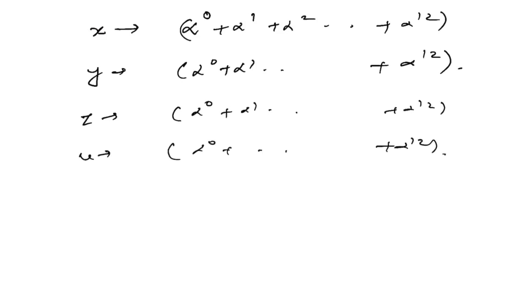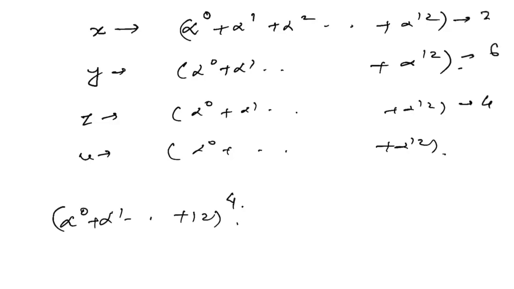Right? So if I take x as alpha to the power 0, alpha to the power 1, up to alpha to the power 12, the same as y, the same as z. So this having power 4. And what I have to find: if I'm taking 2 from this, 6 from this, 4 from this, then 0 has to come from this. So overall, I'm saying x is 2, y is 6, z is 4, u is 0. That is the same case as x contains alpha to the power 2, y contains alpha to the power 6, z contains alpha to the power 4, u contains alpha to the power 0. That is one of the cases, right?